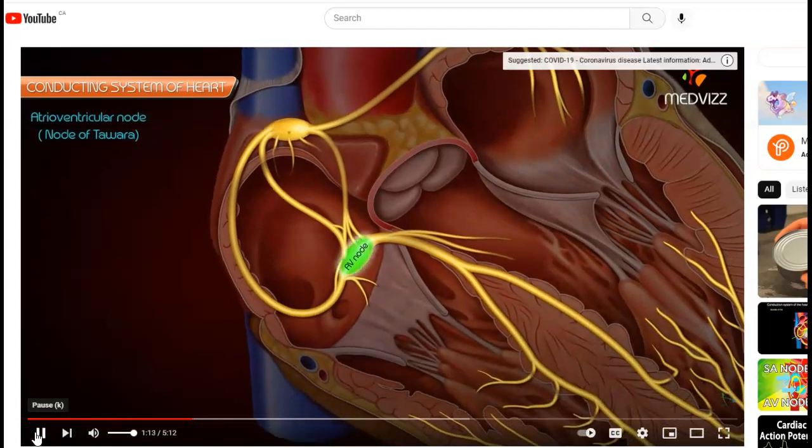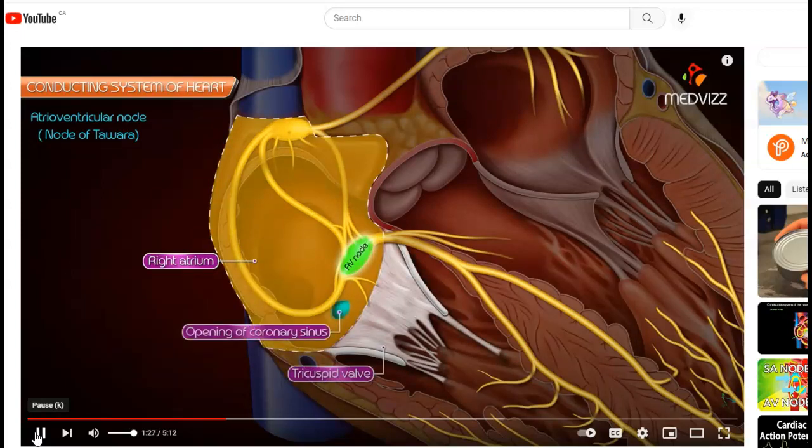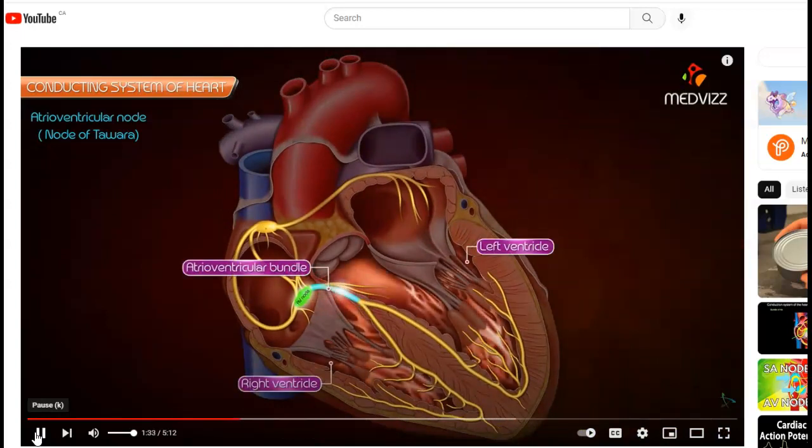Atrioventricular node is also known as node of Tawara. It is smaller than the SA node and is located in the lower part of the atrial septum, just above the attachment of septal cusp of the tricuspid valve or opening of the coronary sinus. It conducts the cardiac impulse to the ventricle by the atrioventricular bundle.